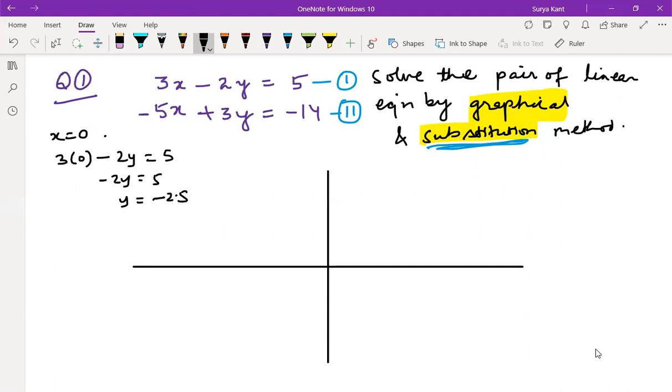Sir, if y is equal to 0, then what do you get? You are getting a fraction. Don't take y equal to 0 here. Take y equal to something else. If we take y as 0, sir, x is coming 5 by 3. You can draw that on the graph, but it is very difficult to draw, right? Yes, sir, it's coming as a fraction.